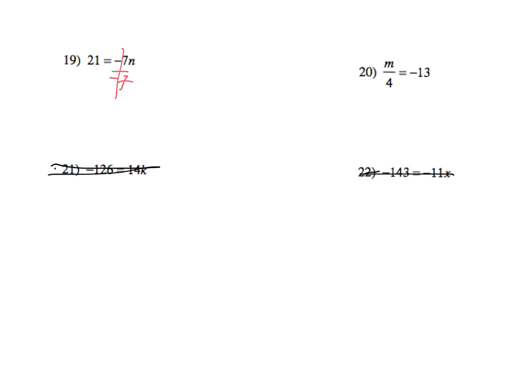And then we divide by negative 7 to the 21. 21 divided by negative 7 is negative 3, equals n. You can check it by doing negative 7 times negative 3, which would equal 21.